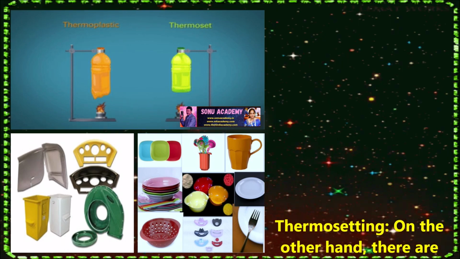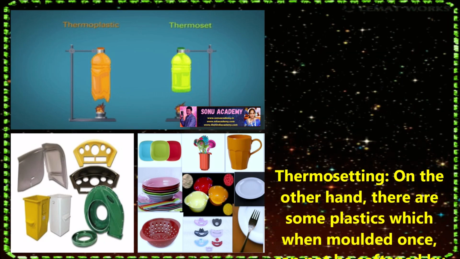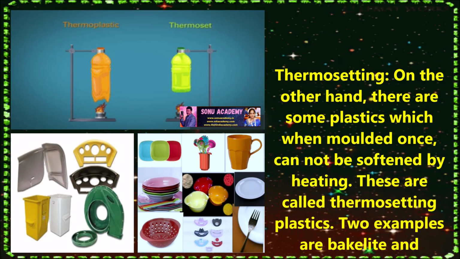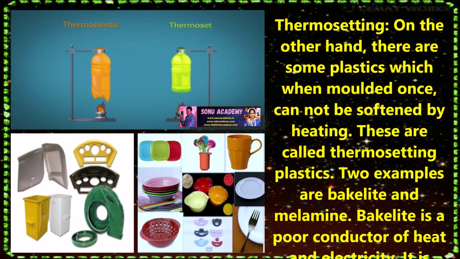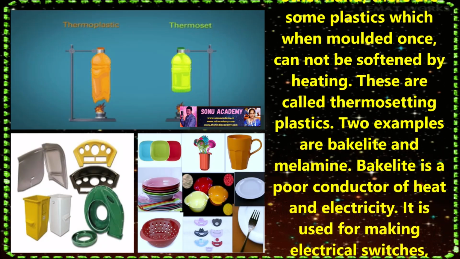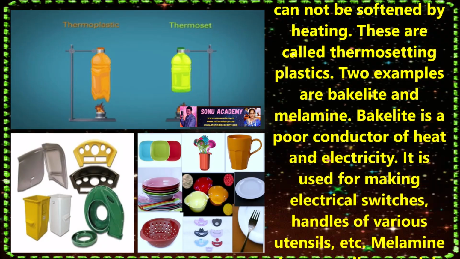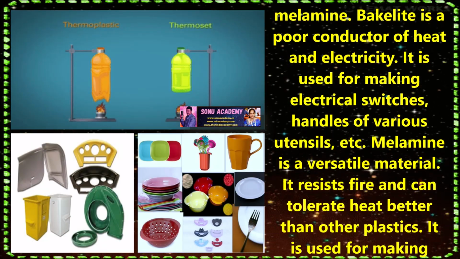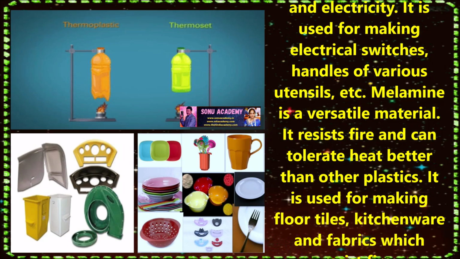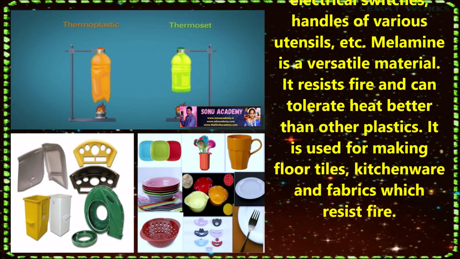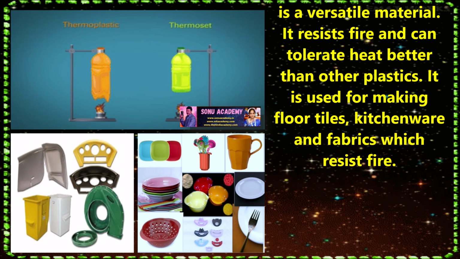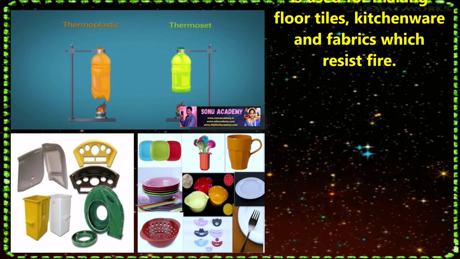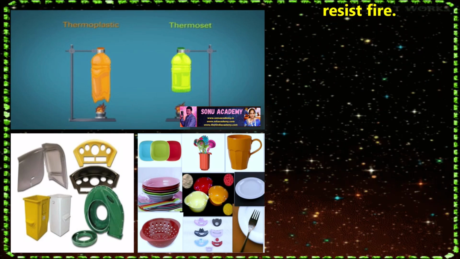Children, let us see what thermosetting plastics are. On the other hand, there are some plastics which, once molded, cannot be softened by heating. They are called thermosetting plastics. Two examples are bakelite and melamine. Bakelite is a poor conductor of heat and electricity. It is used for making electrical switches, handles of various utensils, etc. Melamine is a versatile material. It resists fire and can tolerate heat better than other plastics. It is used for making floor tiles, kitchenware and fabrics which are fire resistant.